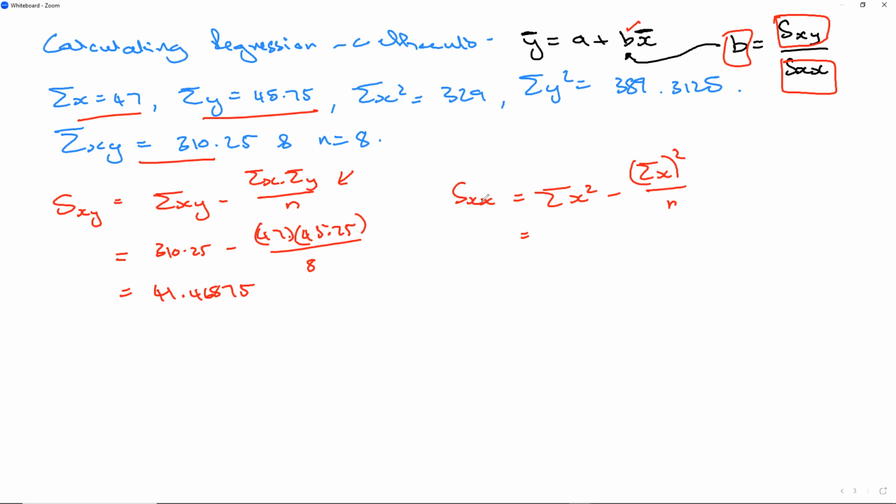The sxx takes the sum of x squared, which is going to be 329, minus the sum of x all squared, which is 47 all squared, divided by 8. And then I put all of that on a calculator, and it becomes 52.875.